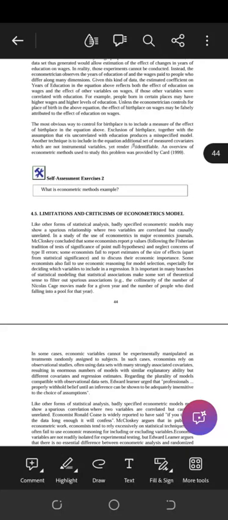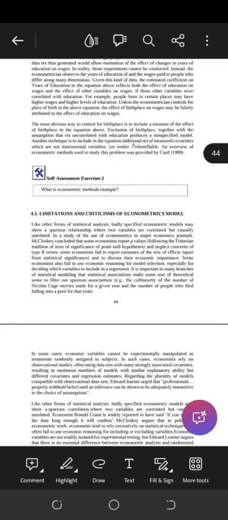That's what they are just trying to say in that place, that there might be other variables that correlate with education. So for example, people born in certain places may have higher wages and higher levels of education. Unless the econometrician controls for place of birth in the above equation, that is making the place of birth constant. So you look at education but let place of birth remain constant, although except you can control for that, the effect of birthplace on wages may be falsely attributed to the effect of education on wages.